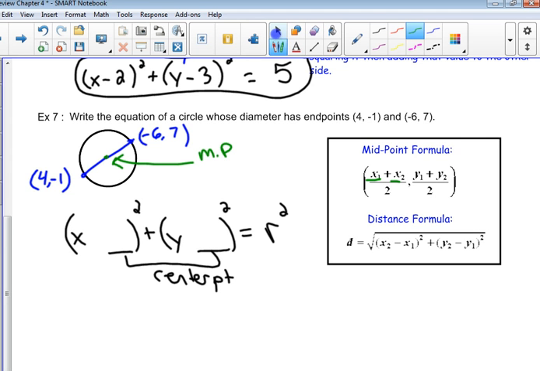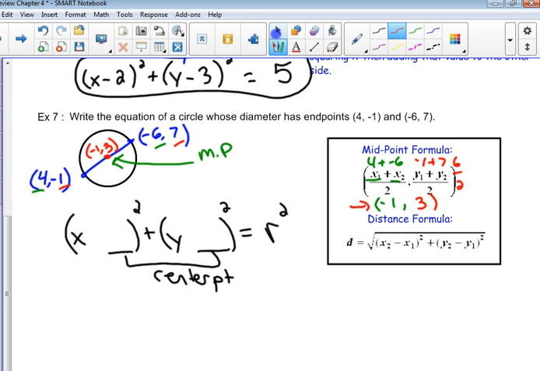So when we use our midpoint formula, we take the two x coordinates and add them together. If I take 4 plus -6, what would you guys get? -2. Good. And if you divide it by 2? -1. Good. We're going to do the same thing with the y coordinate. -1 plus 7 is 6, good, over 2 is going to give me 3. Great. So this, guys, is your center point. The center point is (-1, 3).